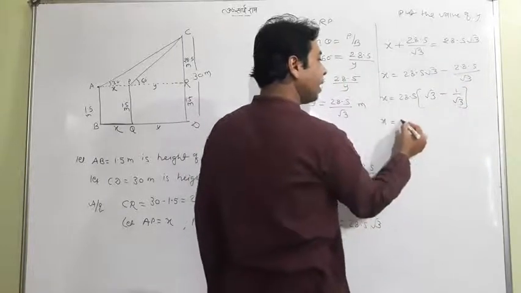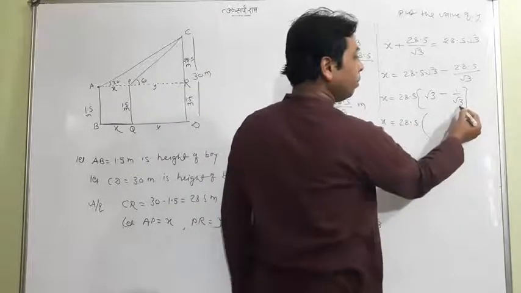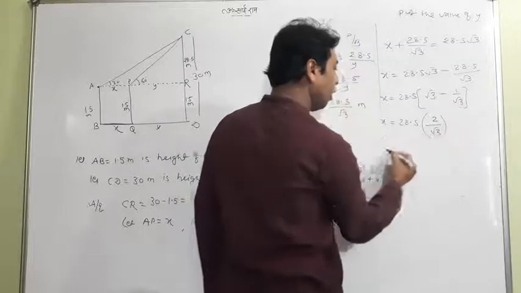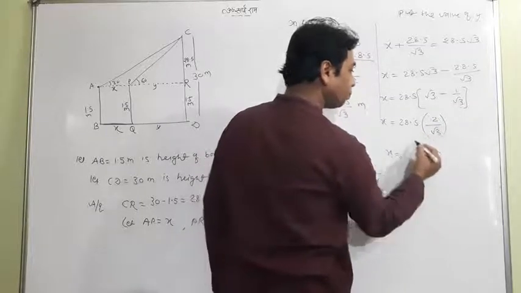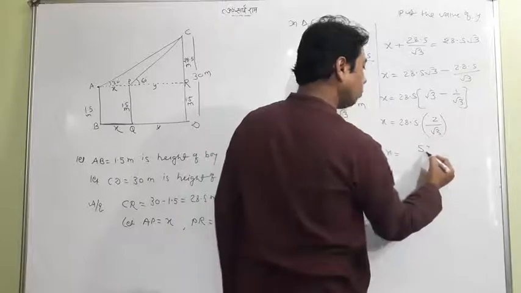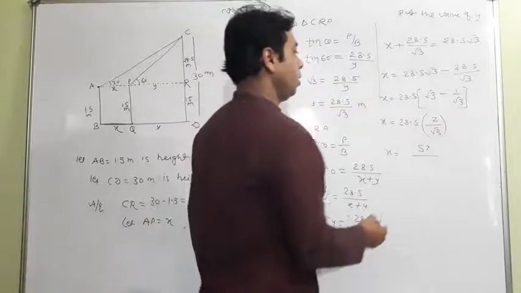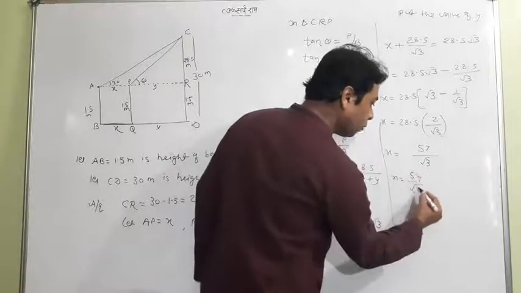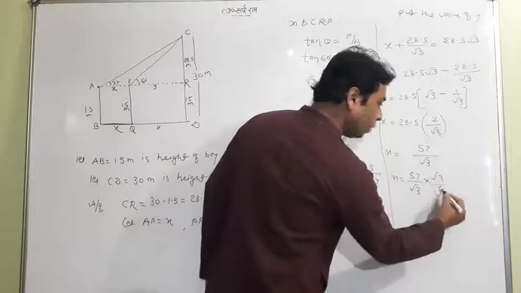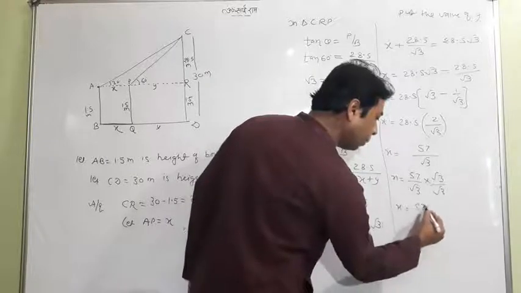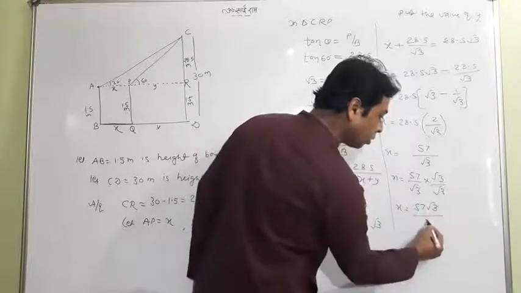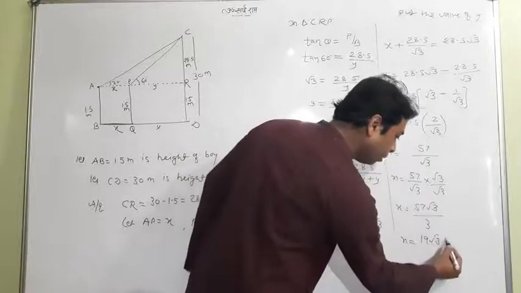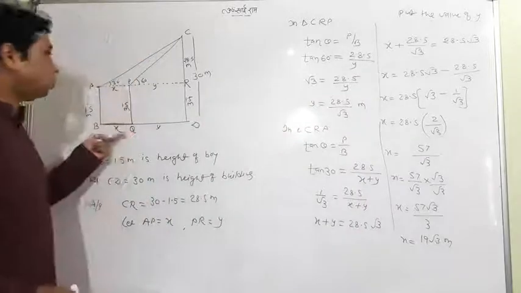And take an LCM here. Root 3, 3 minus 1, 2 upon root 3. Now multiply these two terms. This is going to be 57 upon root 3. Now again, to make a sufficient answer, we rationalize the term. We divide and multiply by root 3. Upside will be 57 root 3, and below it is going to be 3. After cancelling these two terms, it is 19 root 3 meter. And this is x, which we had to find out.